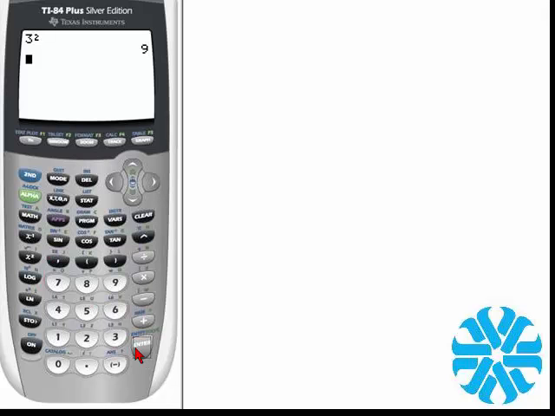Now let's look at a common error. We will compute the opposite of 3 squared. So let's take the opposite of, and then 3 raised to the second power. And let's see what we get. We hit enter, and we get negative 9.